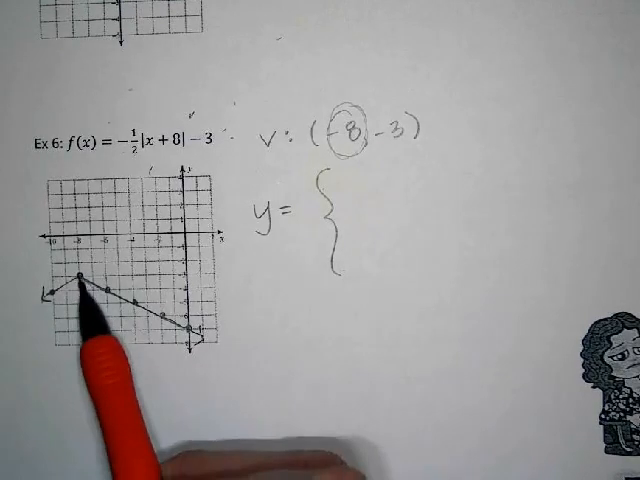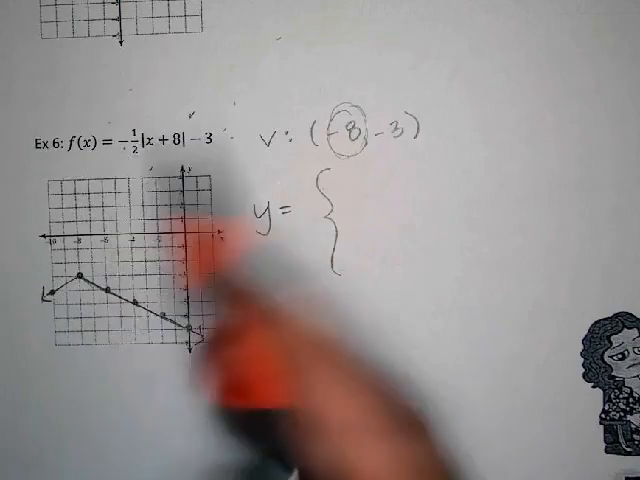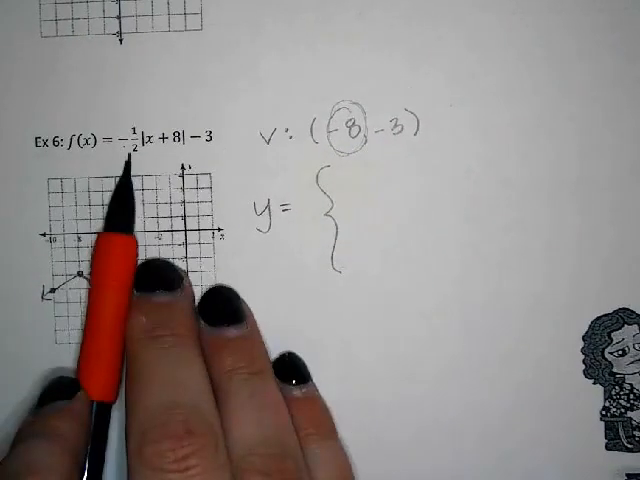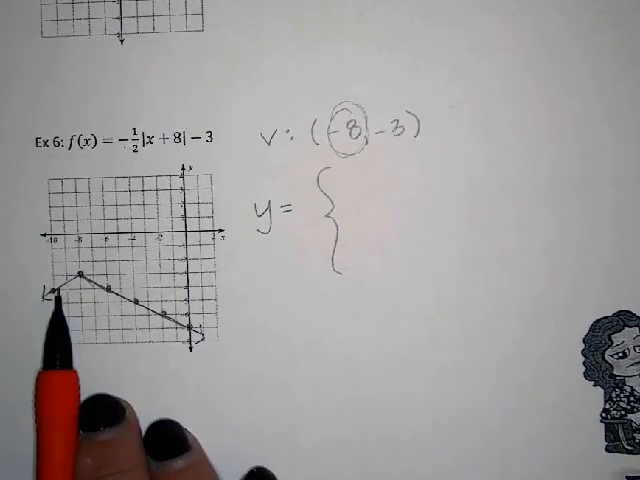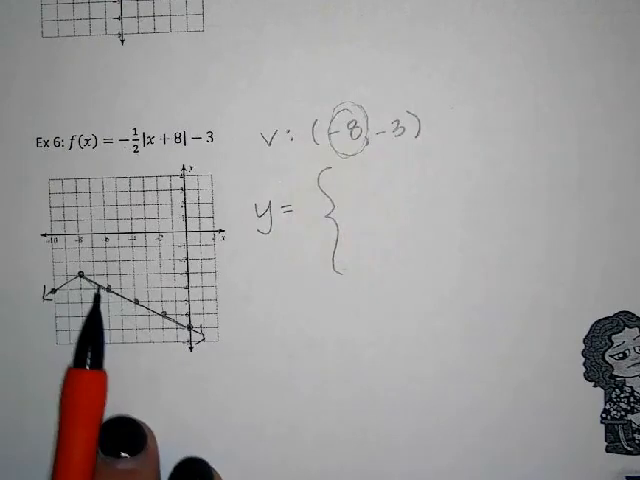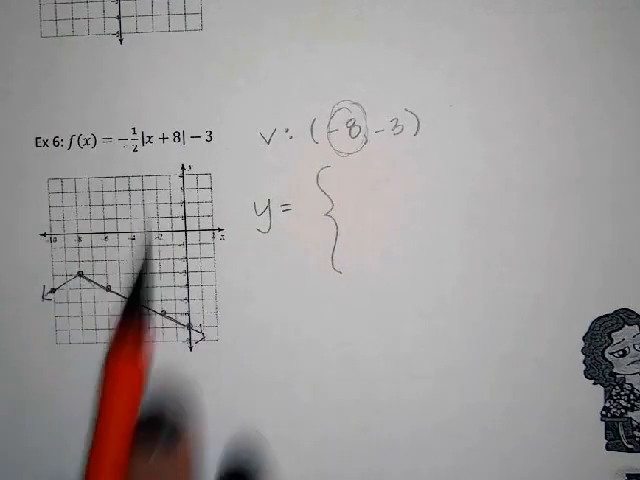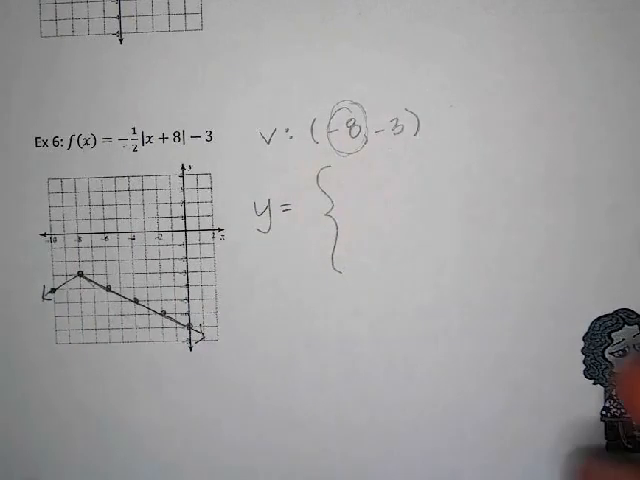Now, on the left side of the vertex, we have the opposite of the sign. So it's a negative sign. The opposite of a negative is a positive slope. We agree with that? On the right side of the vertex, we have the exact same sign. So negative, negative slope. Okay, so now I'm just going to show that work.